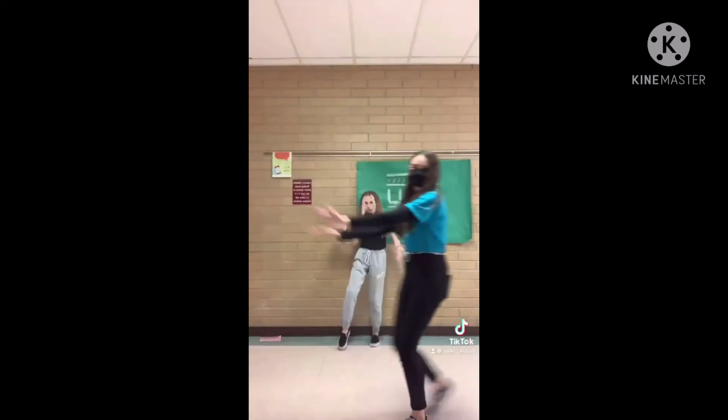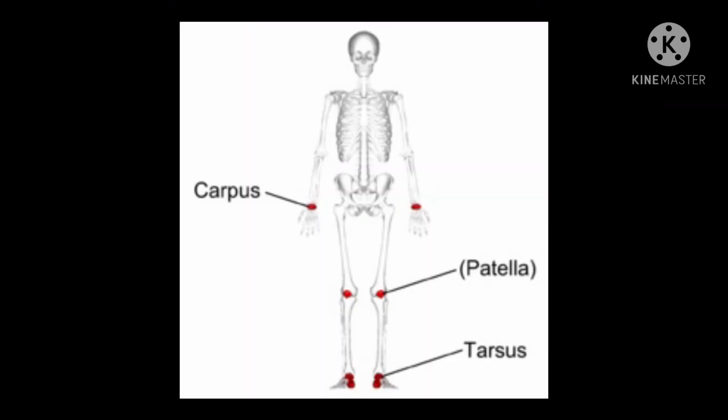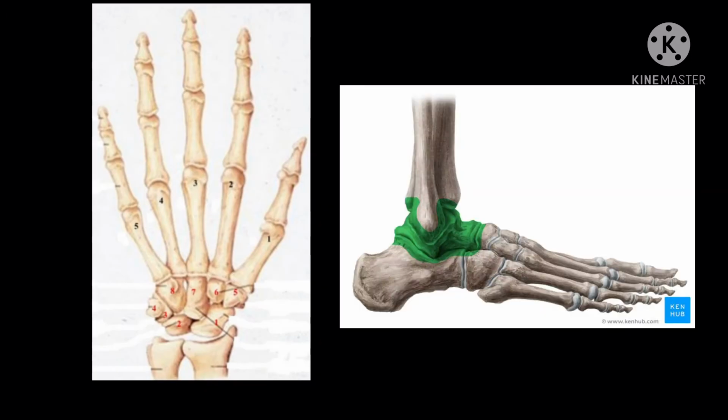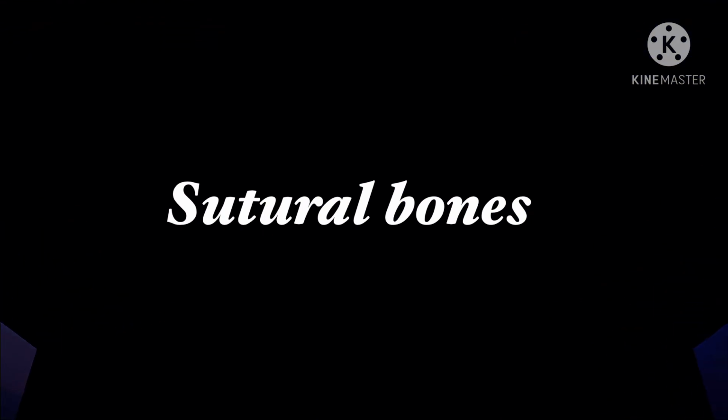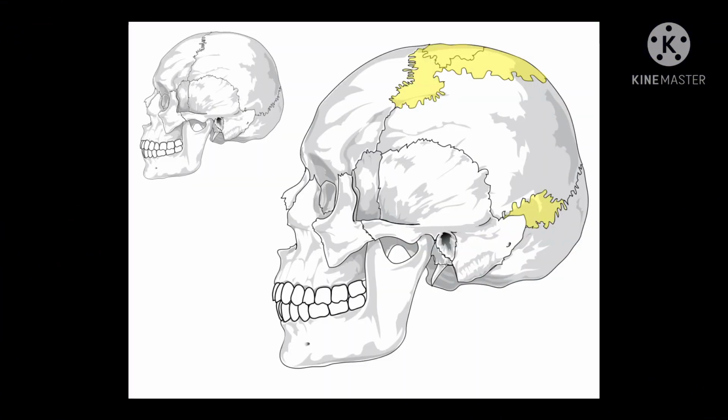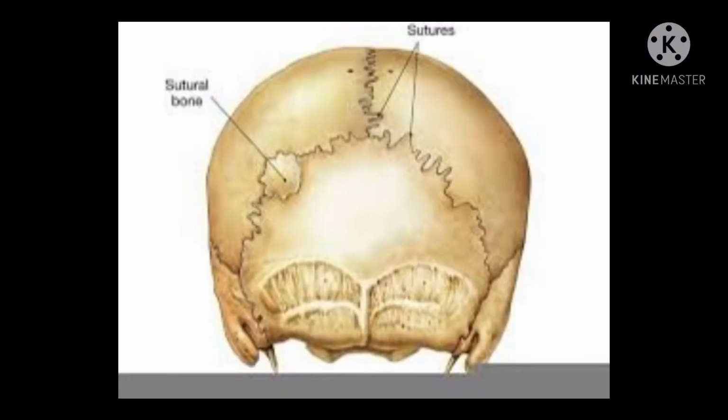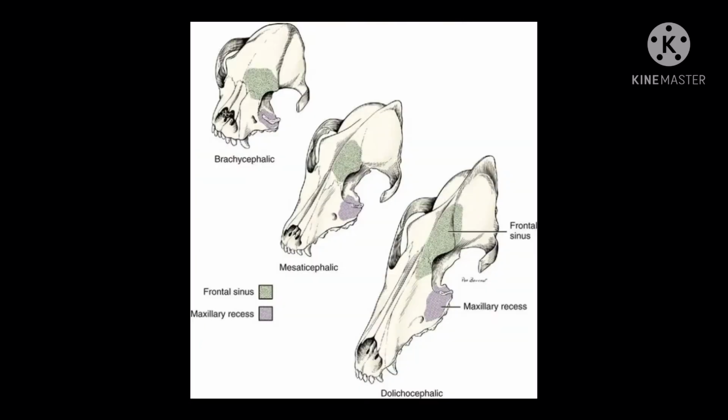And these are short bones. Short bones are cube-shaped, located in the wrist and ankle joints. Short bones provide stability and some movement. These are sutural bones. Sutural bones are small, irregular bones found along the sutures of the cranium, particularly related to the pectoral bone.